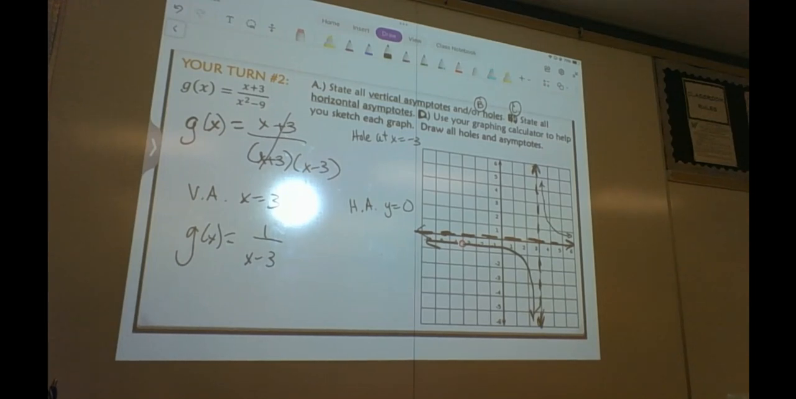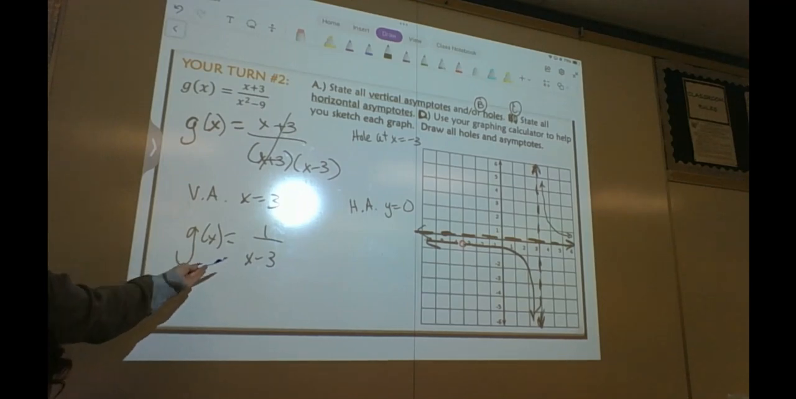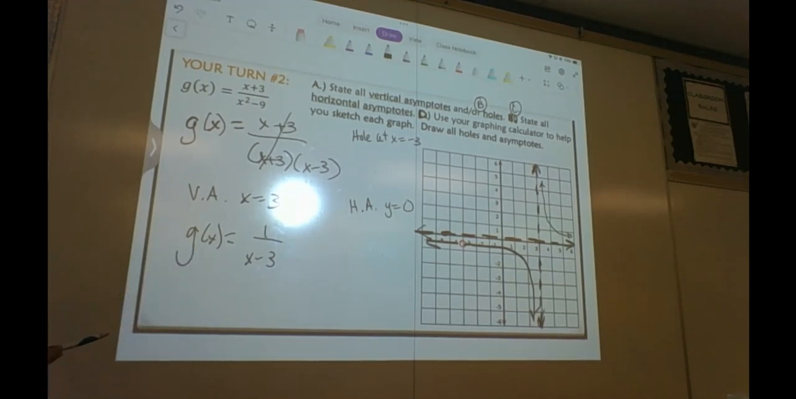You would factor the difference of squares in the denominator. And you cancel the x plus 3, so there is a hole at x plus 3 equals 0, so x equals negative 3. The vertical asymptote, you set your denominator equal to 0. So x equals positive 3 is your vertical asymptote.